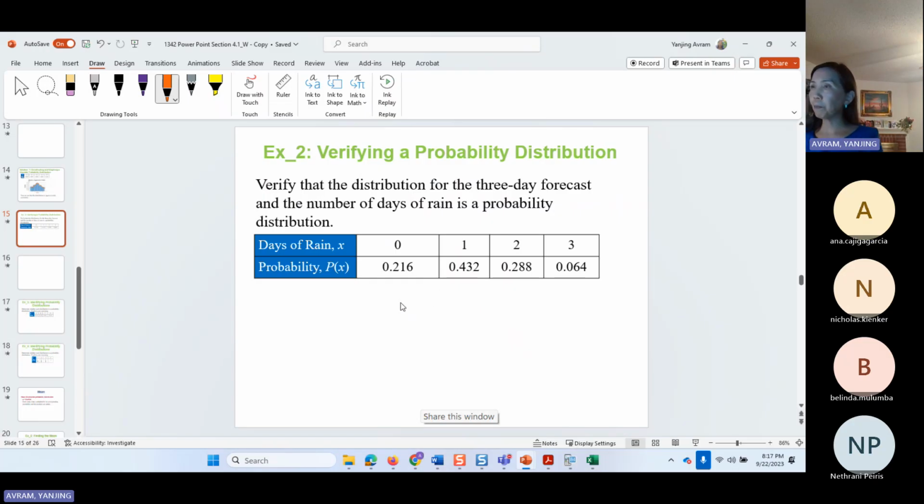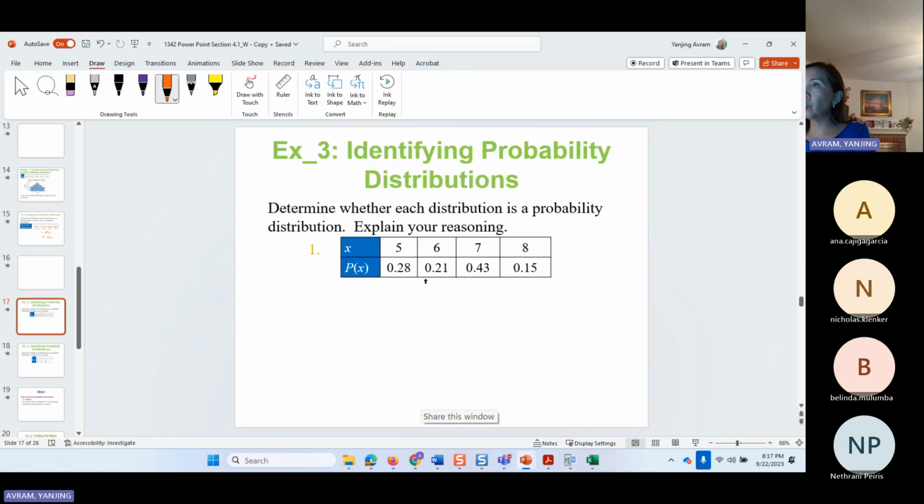Because my P is greater than or equal to 0 and less than or equal to 1. That means they are all positive, okay? None is greater than 1, none is less than 0. So that's condition number 1. Condition number 2, the sum of the P is exactly equal to 1. We just checked it earlier, all right? So that means this is a probability distribution table.